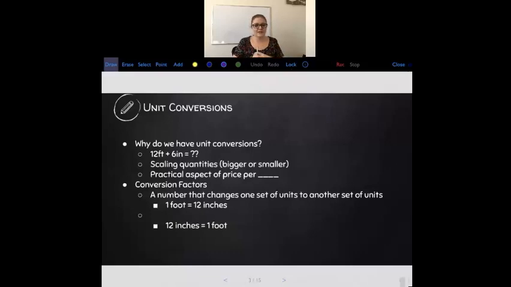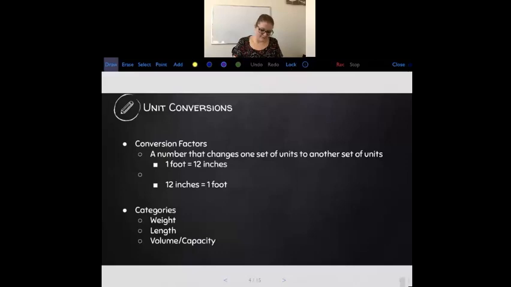A conversion factor is a number that changes one set of units into another set. Some common ones are 1 foot is equal to 12 inches, or the same would be 12 inches is equal to 1 foot. There's different types of categories. There's categories for weight, such as kilograms, pounds. There's categories for length, such as feet, inches, meters, kilometers, miles, etc. And there's measurements for volume and capacity, such as gallons, liters, quarts, and so on.